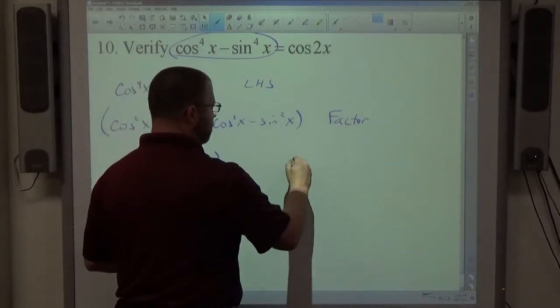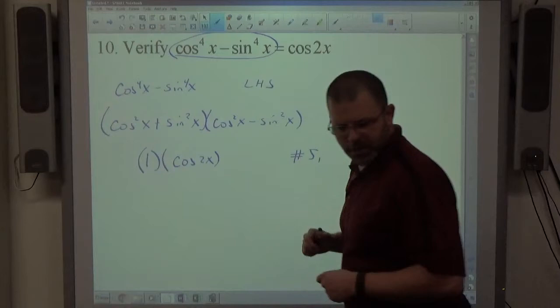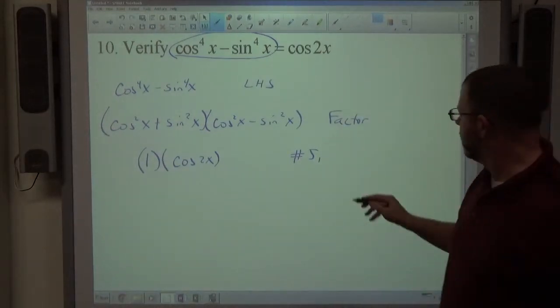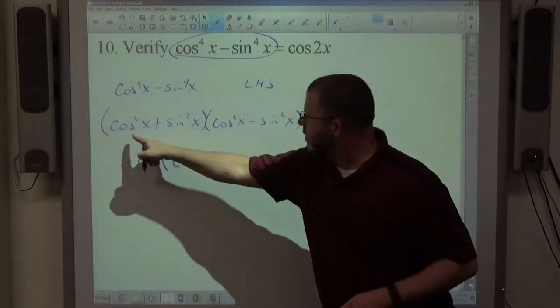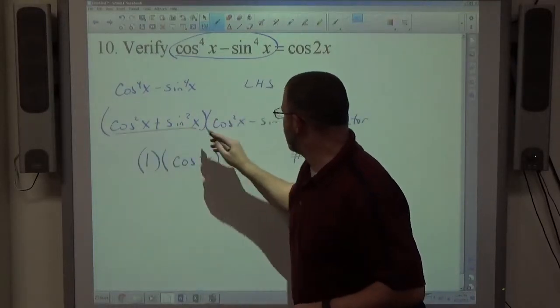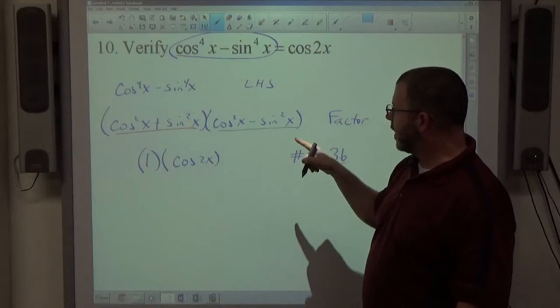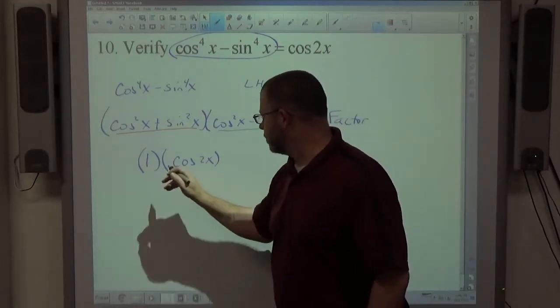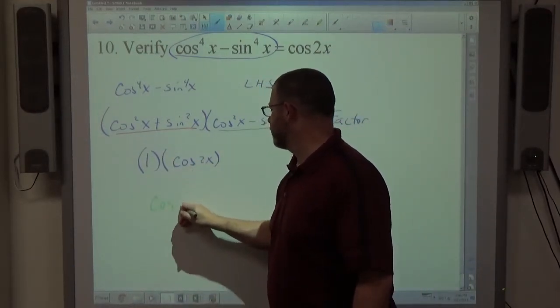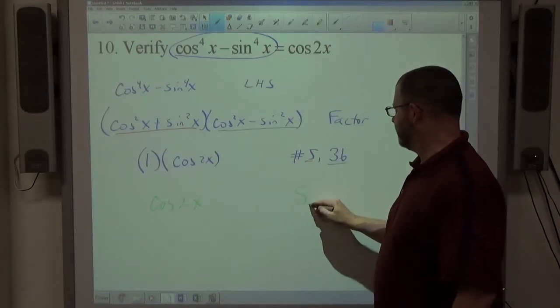And that's going to be by number 5 and number, I think it's 36. Yep. So that's number 5, and that's number 36. And just like that, 1 times cosine of 2x is cosine of 2x, and that's by simplifying.